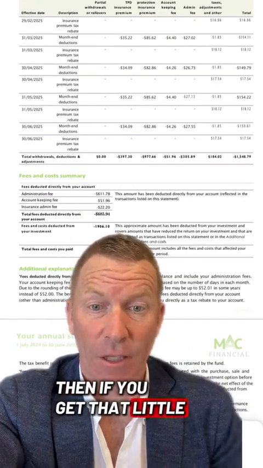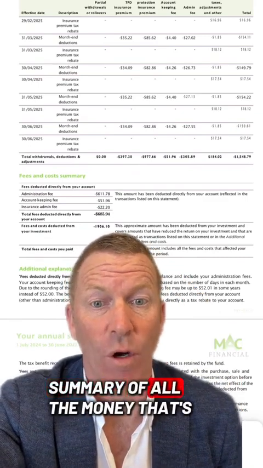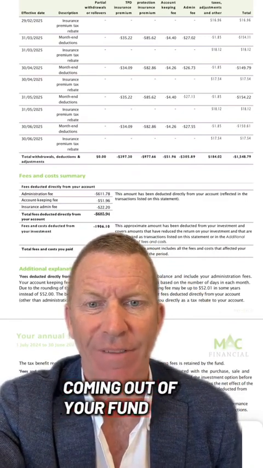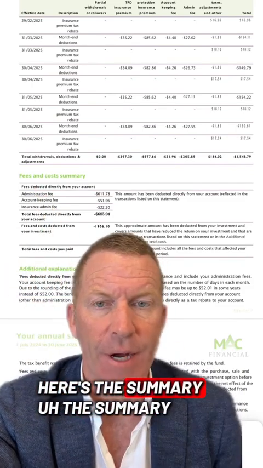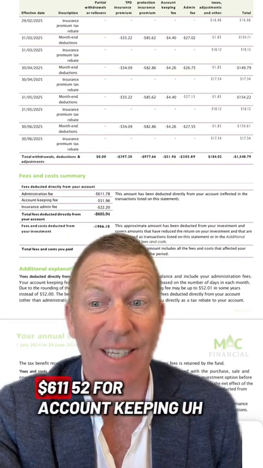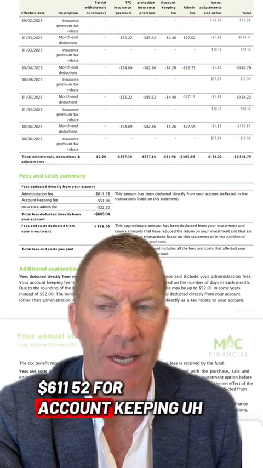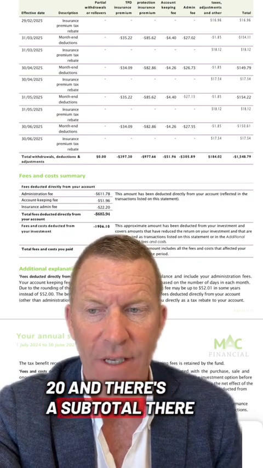Then if you get a little bit further down into your statement, it starts to give you a high level summary of all the money that's come out of your fund for the year in total. So if we have a look here, here's the summary. The summary for this one is an admin fee of $611, $52 for account keeping, insurance admin fee of $22.20, and there's a subtotal there.